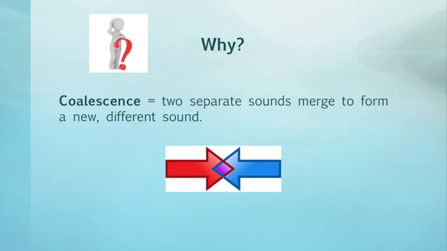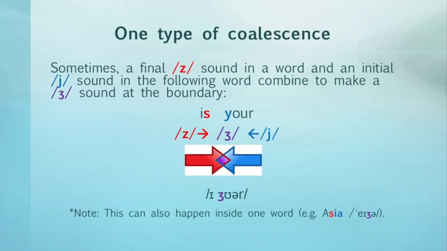It's due to a feature of connected speech called coalescence, when two separate sounds merge to form a new, different sound. So in English, in connected speech, sometimes a final z sound in a word and an initial y sound in the following word combine to make a zh sound at the boundary. So instead of is, your, you end up hearing is your.